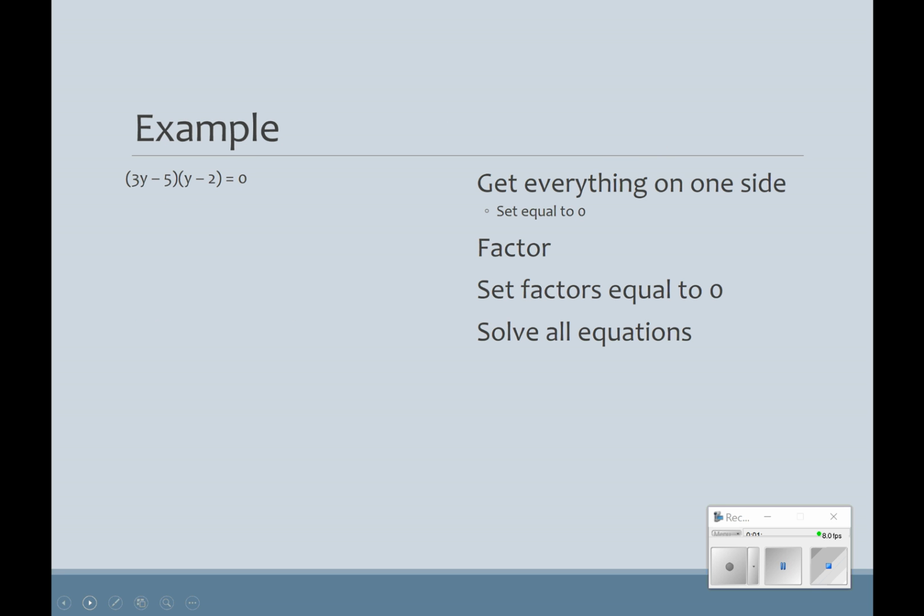So here's our first example. Now notice everything is already equal to 0, and it's already factored. What I mean by already factored is I've got two binomials, or things multiplied together to equal 0. So all I have to do is set those factors equal to 0. So 3y minus 5 equals 0, and y minus 2 equals 0. I don't know why my computer's been doing that.